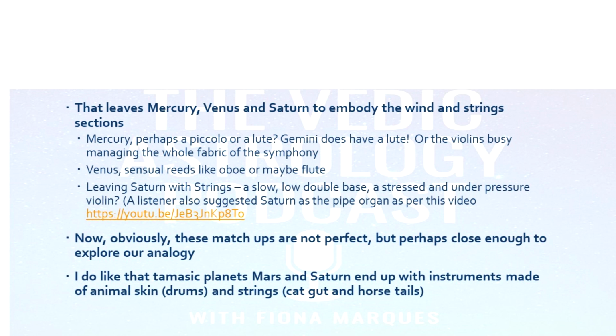Obviously, every instrument has so much depth and variety, just like every planet, trying to get them a perfect match. But I do like that the Tamasic planets, Mars and Saturn, they end up with instruments made up of animal skins, like drums, or strings made out of, you know, cat's guts and horse tails. So I kind of like that crossover.